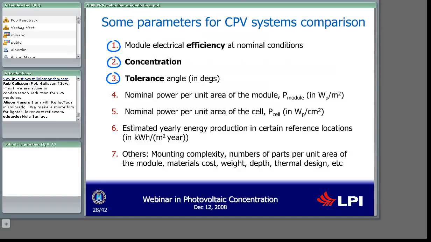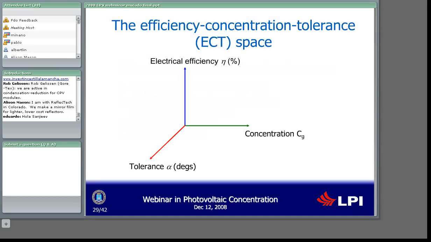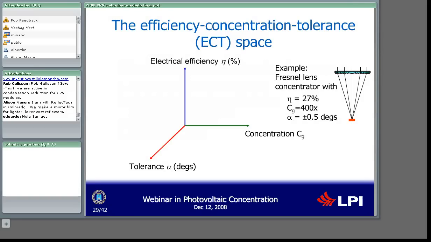And we could represent these three items, efficiency, concentration, and tolerance, in a certain three-dimensional space. And then this means that if we take one example, for instance, a Fresnel lens, with these parameters, an electrical efficiency of 27%, concentration of 400x, and a tolerance angle of plus minus 0.5 degrees, we would get that that concentration system is represented by a point in this space with those coordinates.